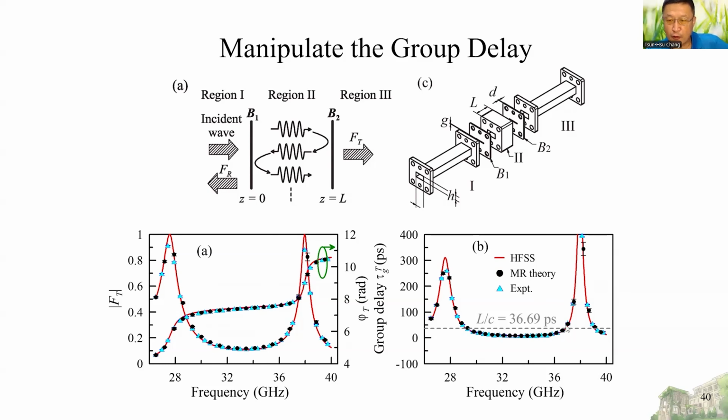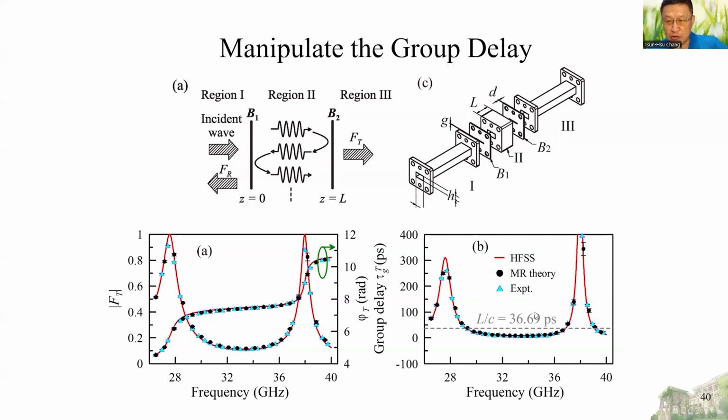Maybe just focus on part B. We have this structure and we can perform high frequency structure simulator, HFSS time domain, and we can calculate the transmission. The solid red line is shown here, and multiple reflection theory we will mention quickly, and the blue triangle is the experimental result. You can see here they agree very, very well.